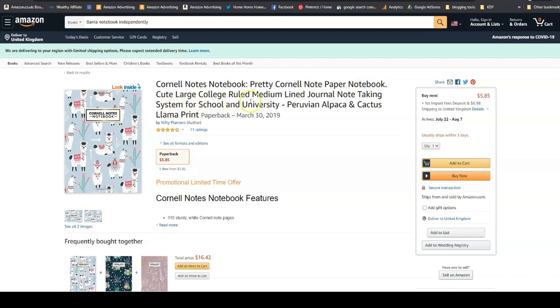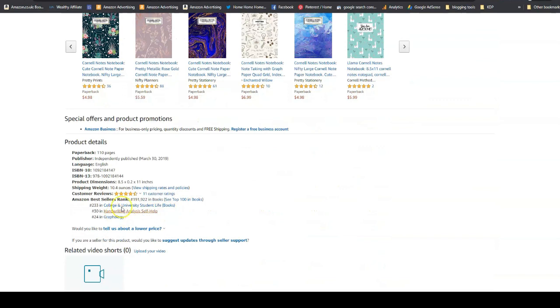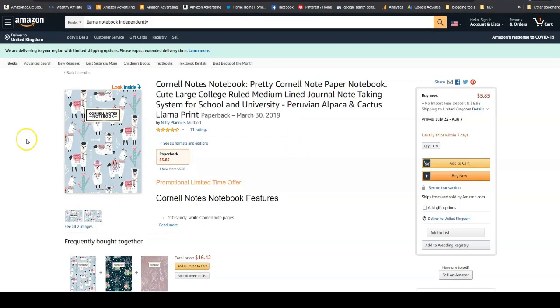Cute, large, college-ruled, medium-lined journal note-taking system for school and university, Peruvian alpaca and cactus llama print. I can see so many things wrong with it. I mean, they are selling. They've got 11 ratings. Let's have a look at their BSR. They're ranking 191,000 in books, so that's pretty good. So they are selling. So I can't really criticize it too much because they have put a lot of keywords in here.